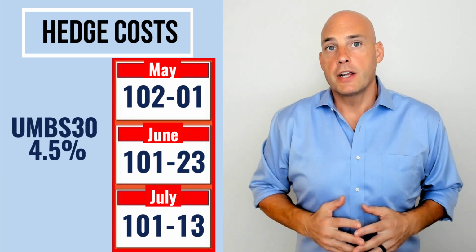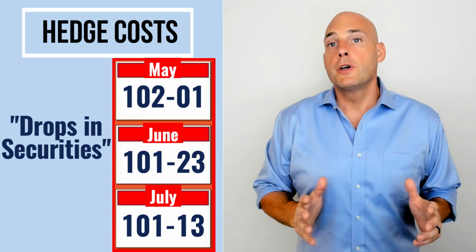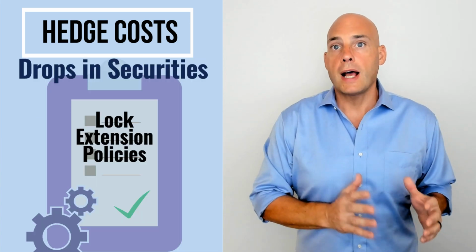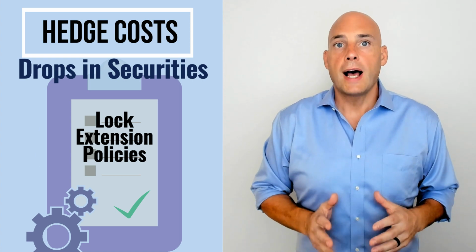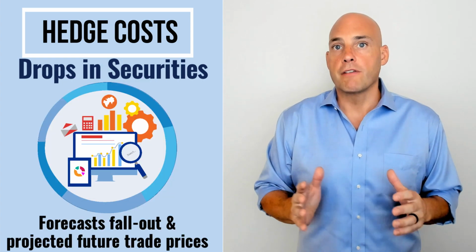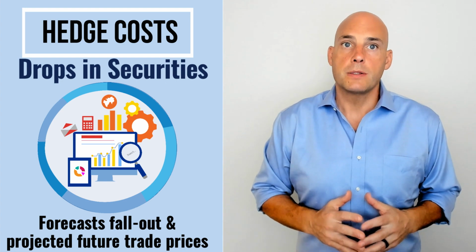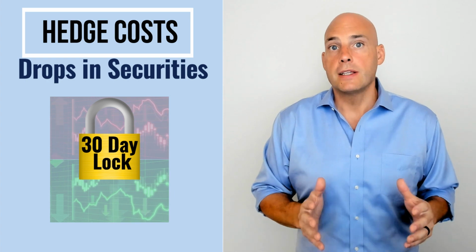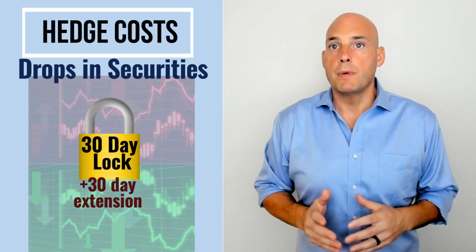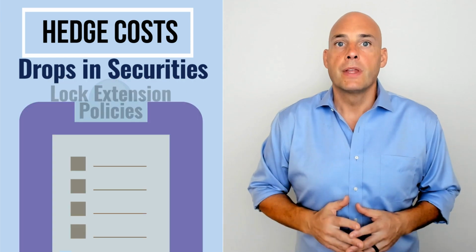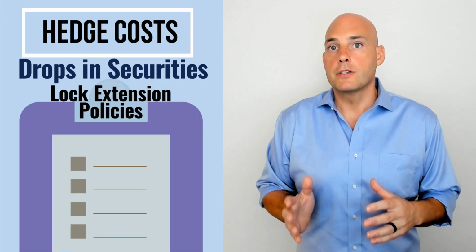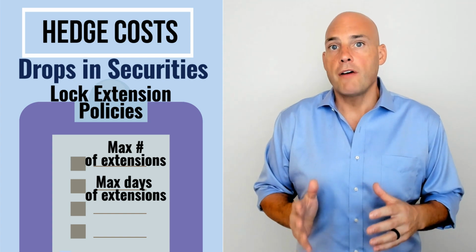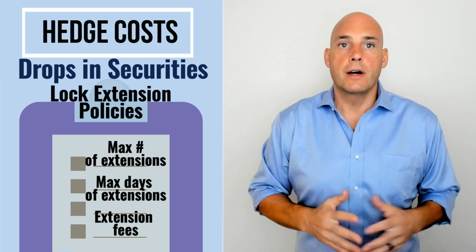This pricing deterioration as the settlement period extends is referred to as the drop in securities. Understanding drops in securities is important for understanding certain lock extension policies. When a loan is locked, hedge models create specific forecasts concerning fallout and projected future trade prices based on lock characteristics and the lock time frame. As the extension duration lengthens, the lock becomes more exposed to market movement and has a heightened risk of falling out. This explains why most extension policies curtail the number and/or the duration of permissible extensions, and extensions are often accompanied by a fee to account for the escalated risk.